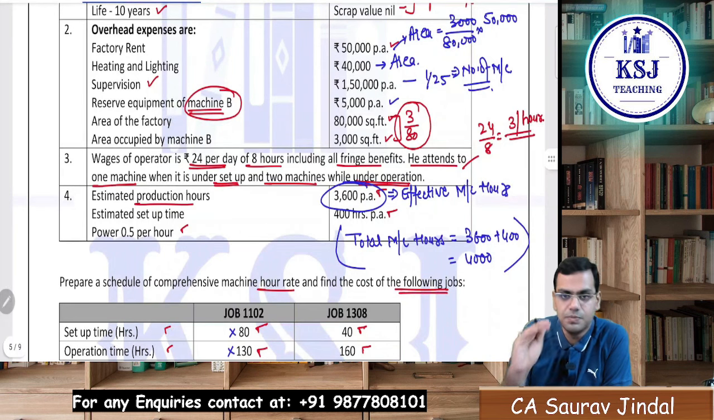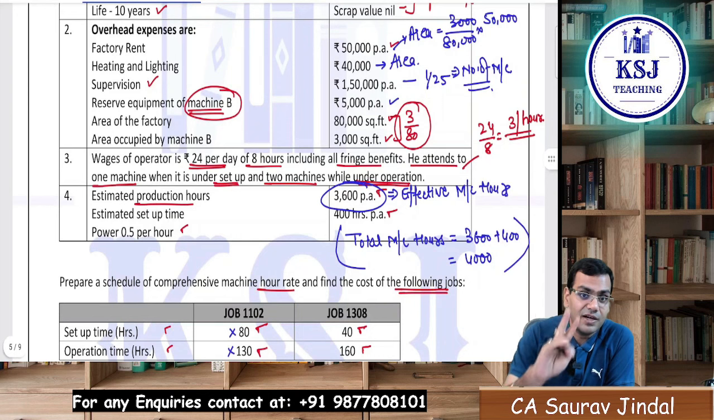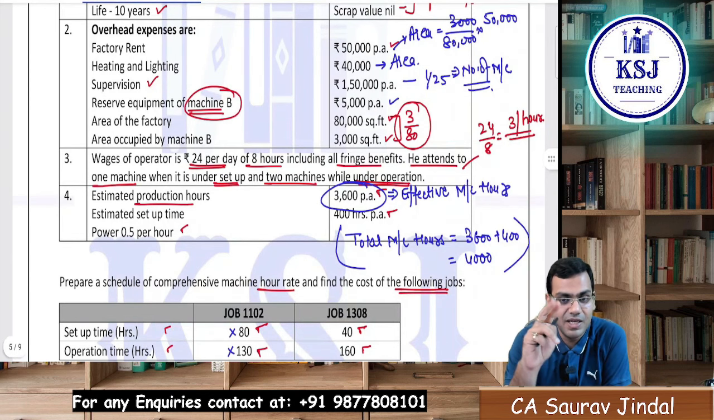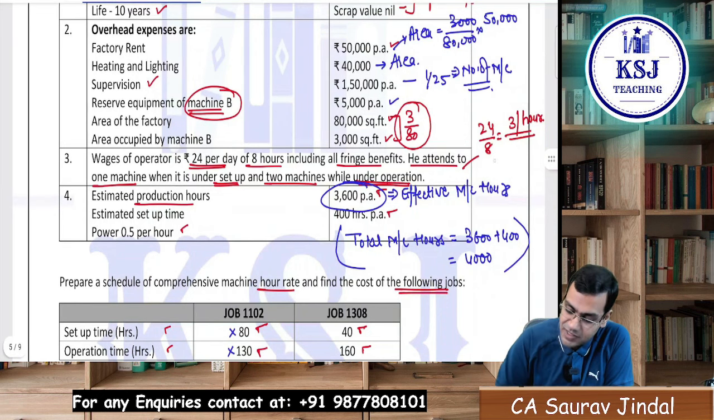Right, 3 rupees per hour. When the machine is in operation, this operator is looking after 2 machines. So that means the machine which we are talking about, he will be paid wages during operation. For this particular machine, how many wages will be there? That is 3 divided by 2, that is 1.5.